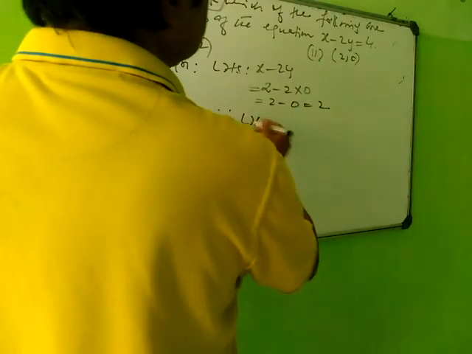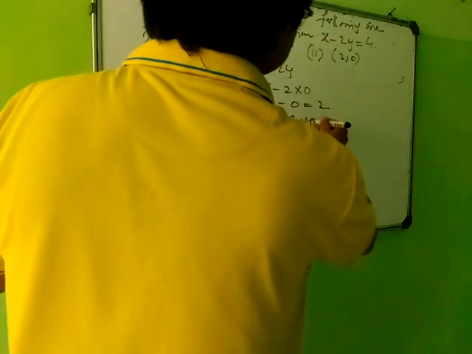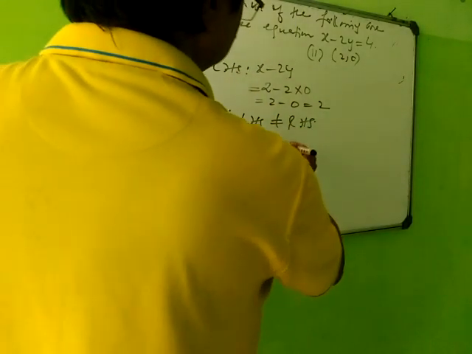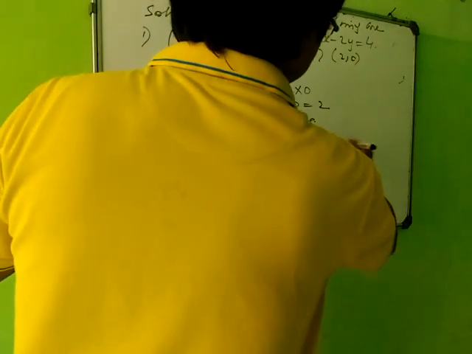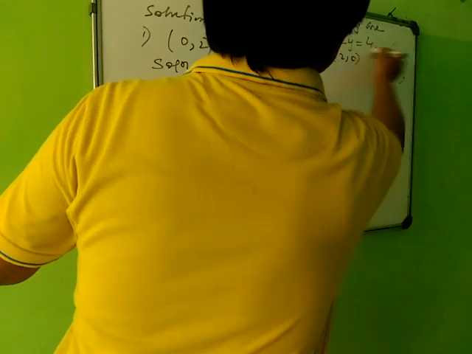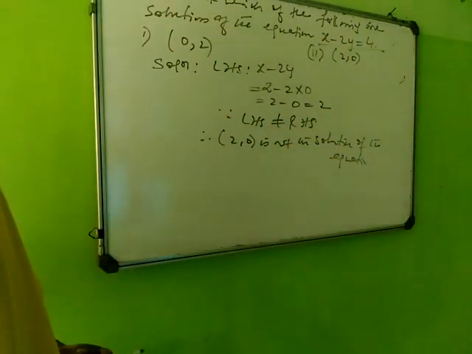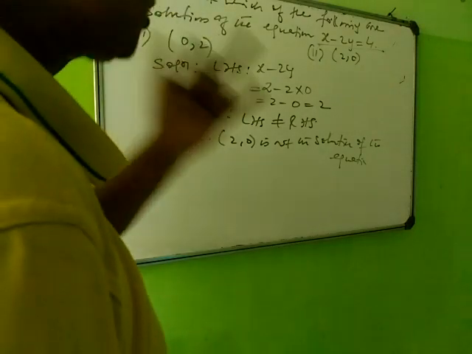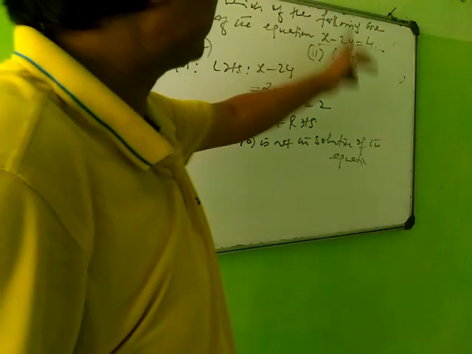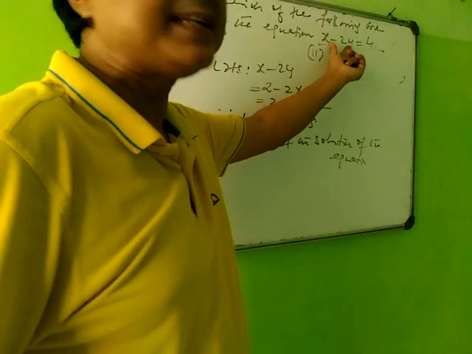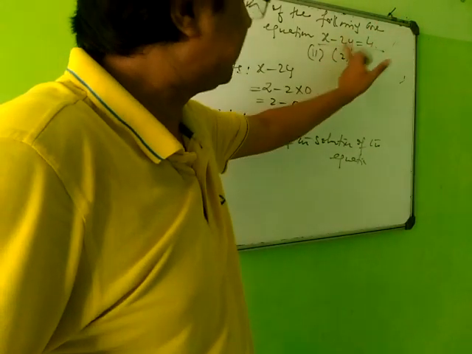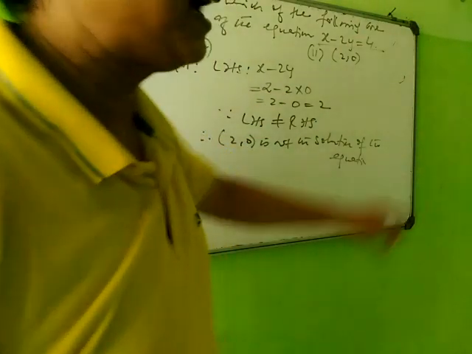So since LHS not equal to RHS, therefore 2 comma 0 is not the solution of the equation. It is very simple. If that point has to be the solution of that particular equation, then by putting that value of x and y in the left hand side, you should get a value that will be equal to the right hand side. If they are equal, then that will be the solution. Otherwise not.